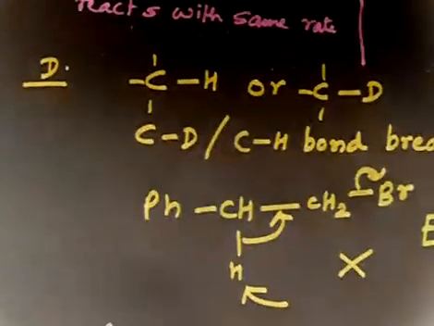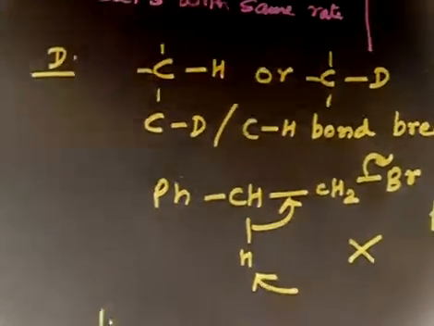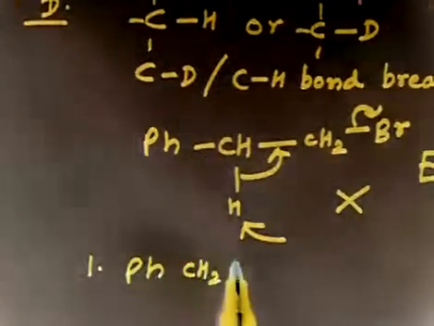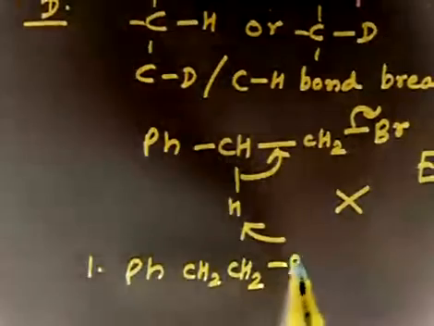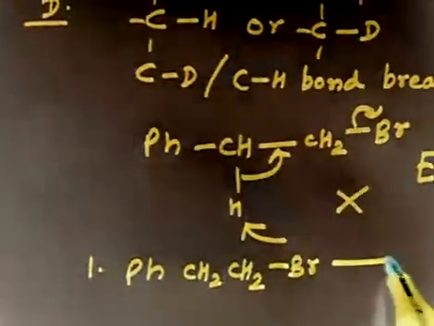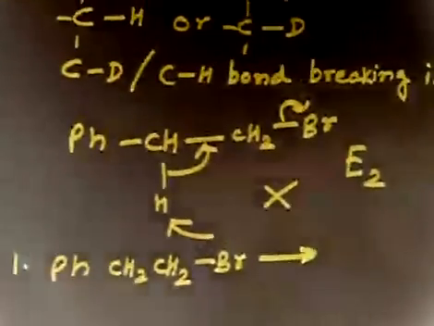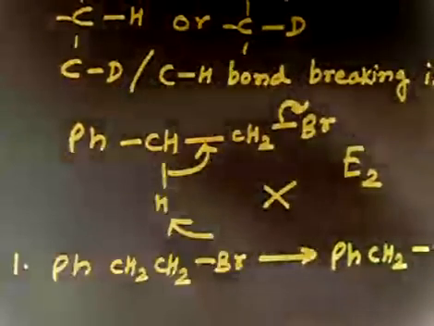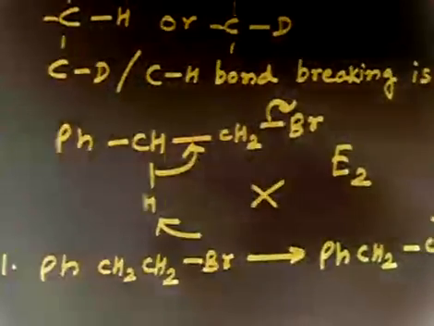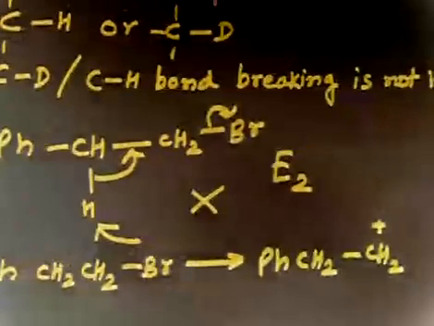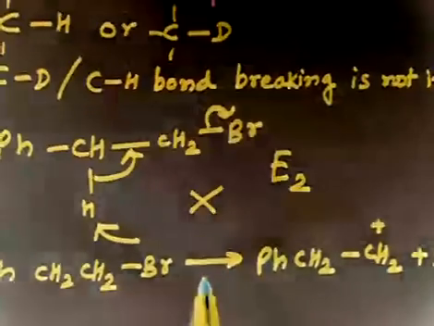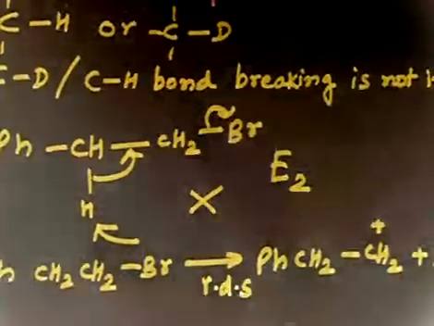So what is the possible solution you will have? You will have something like this: PhCH2CH2Br. The first step will be loss of Br minus. So you will get a carbocation. Of course that carbocation is a primary carbocation, so it will rearrange soon. So you will get this primary carbocation plus Br minus, and this will be RDS. This will be the slower step and this will be RDS.